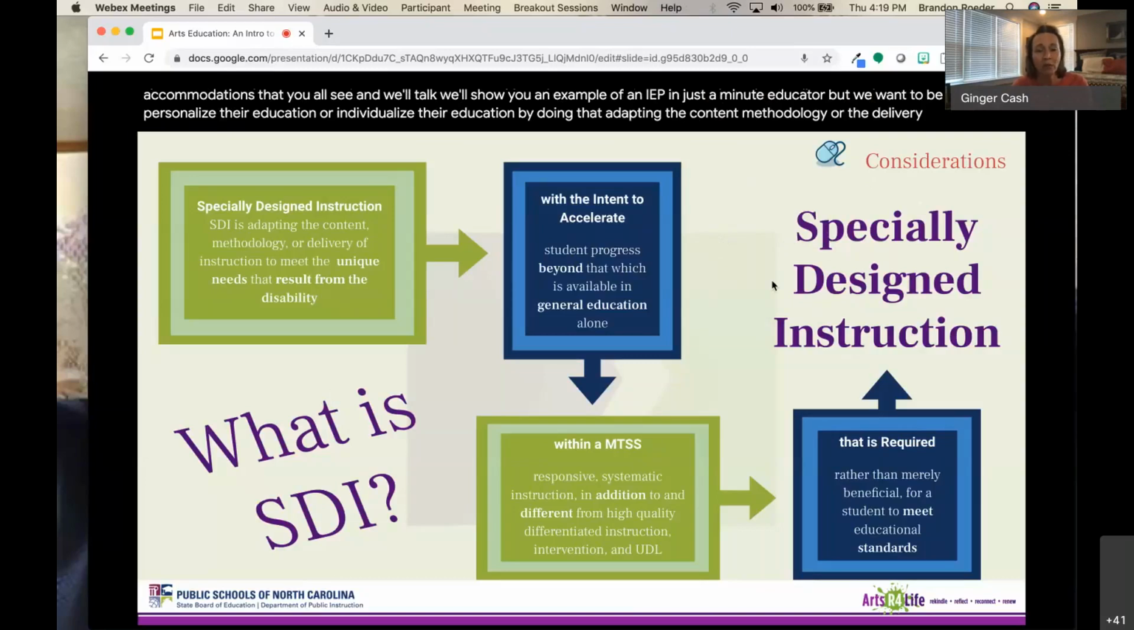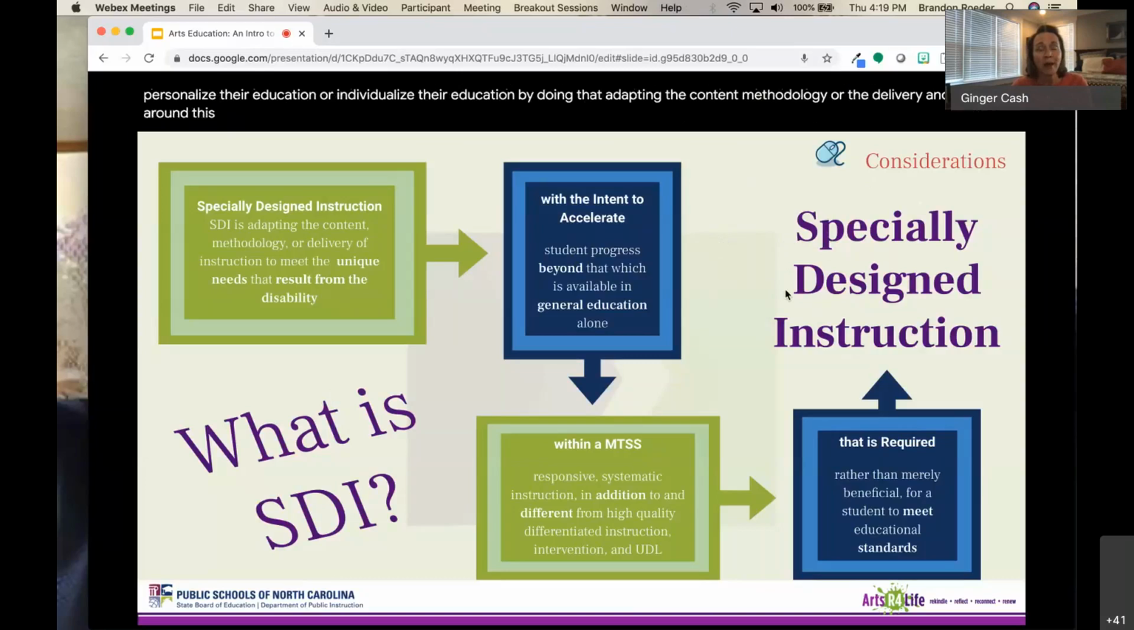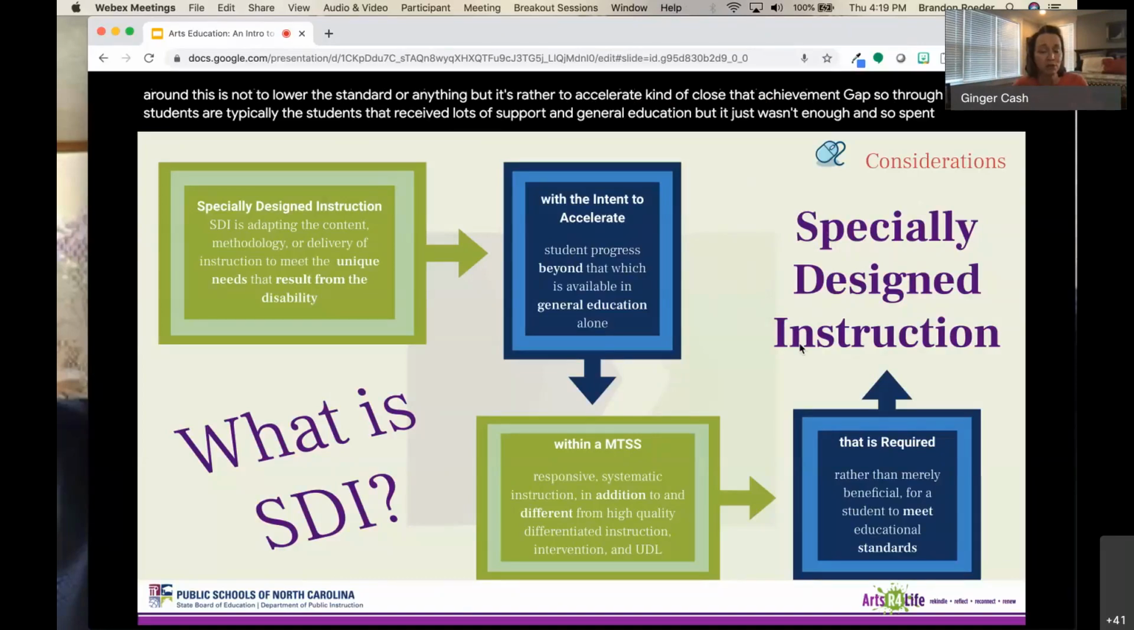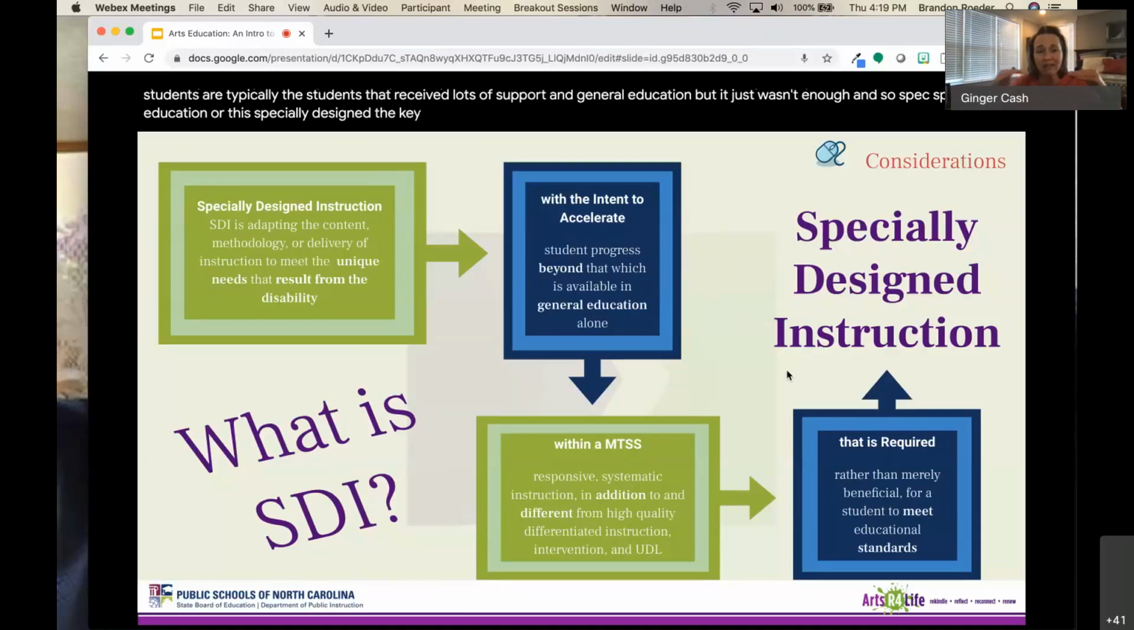The intent around this is not to lower the standard or anything, but rather to accelerate, kind of close that achievement gap. So these students are typically the students that received lots of support in general education, but it just wasn't enough. And so special education or the specially designed instruction is added on to that. So they keep doing all of these other things and we just add another layer.